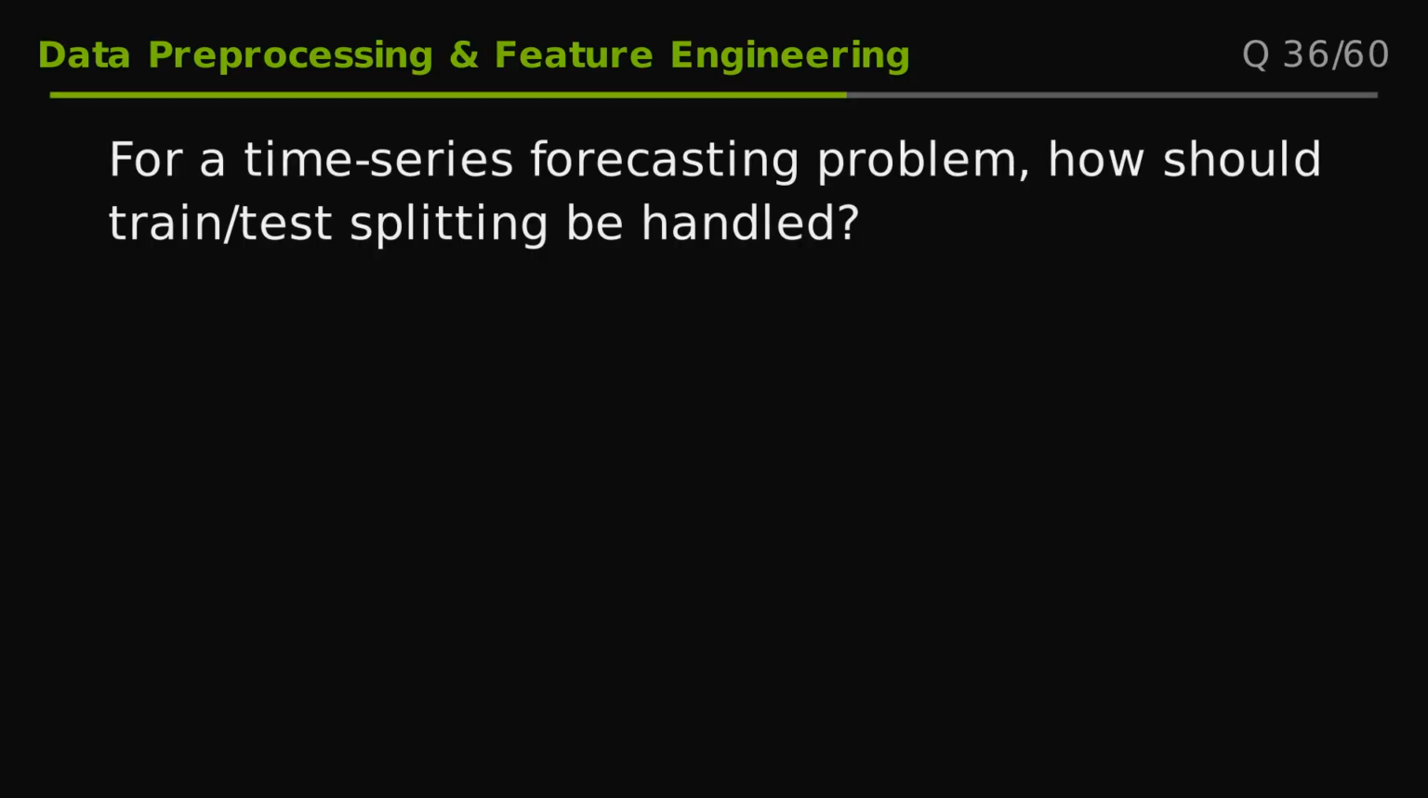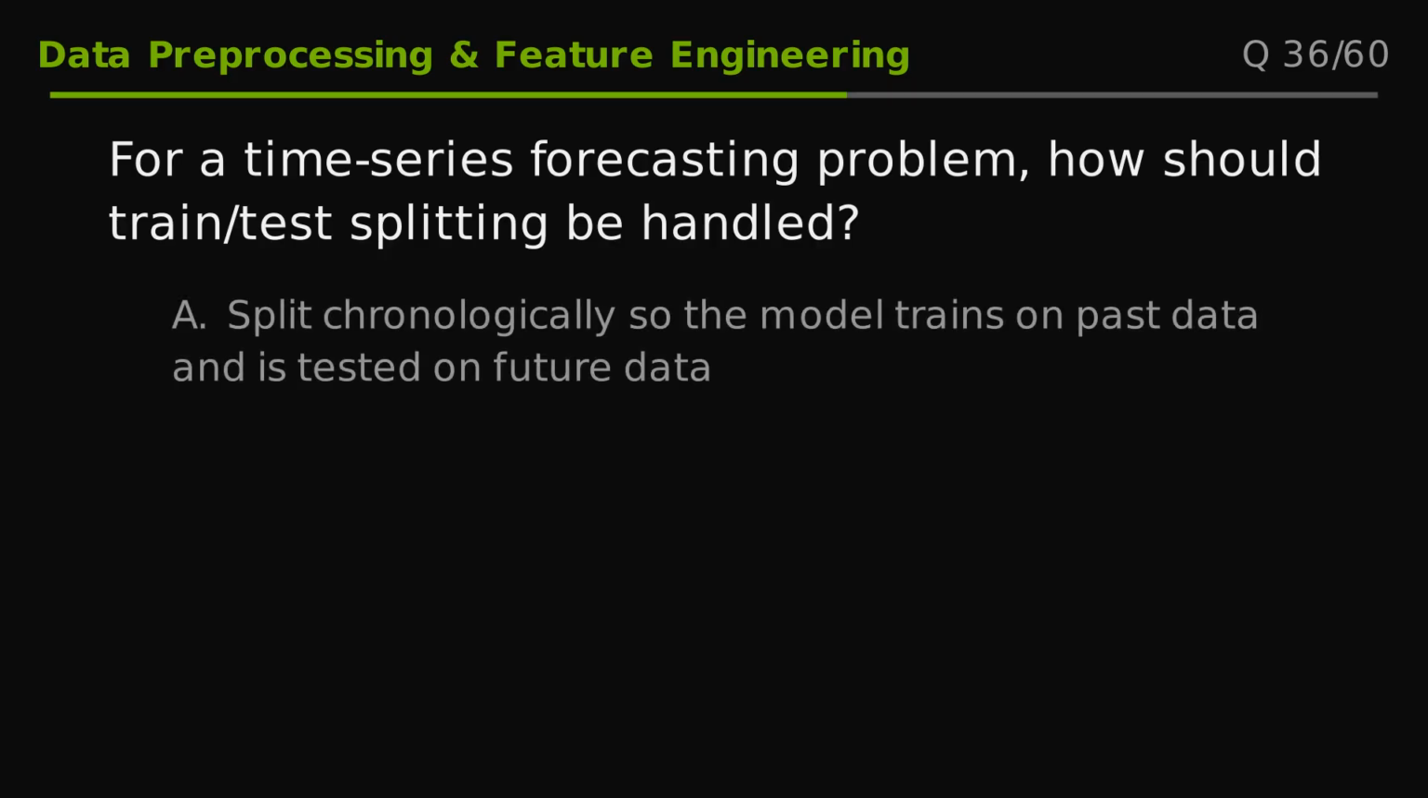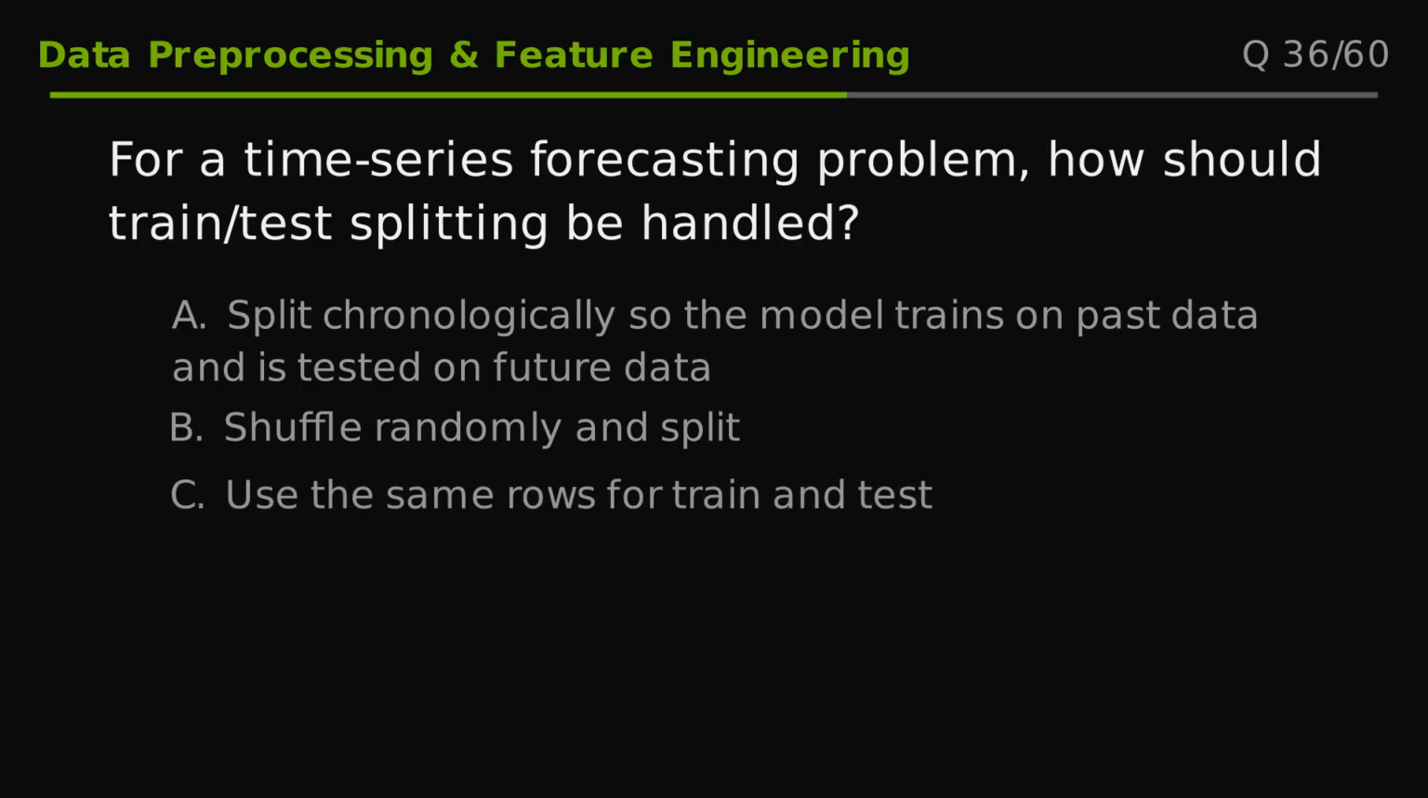Question 36. For a time series forecasting problem, how should train and test splitting be handled? Option A. Split chronologically so the model trains on past data and is tested on future data. Option B. Shuffle randomly and split. Option C. Use the same rows for train and test. Option D. Sort alphabetically and split.